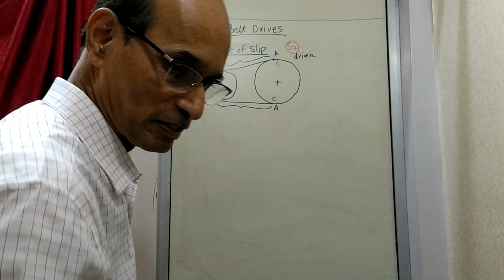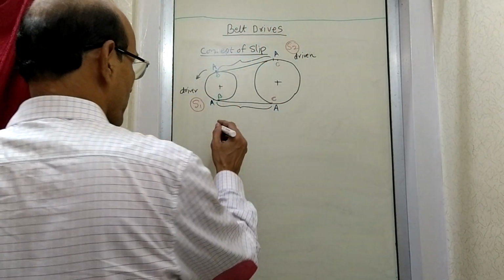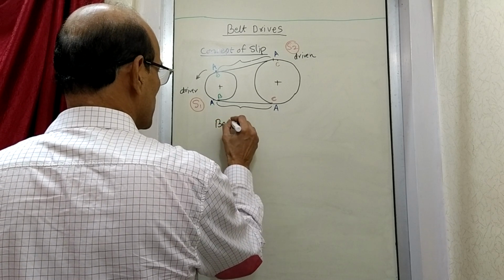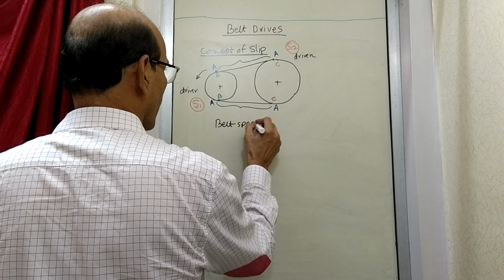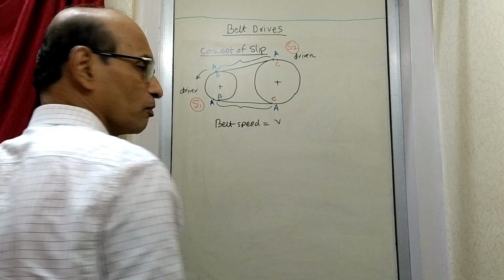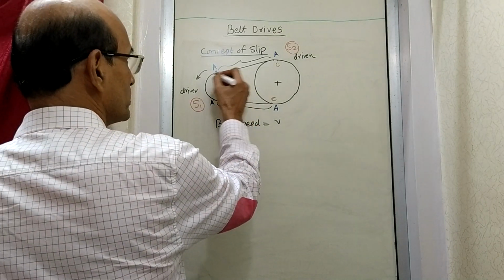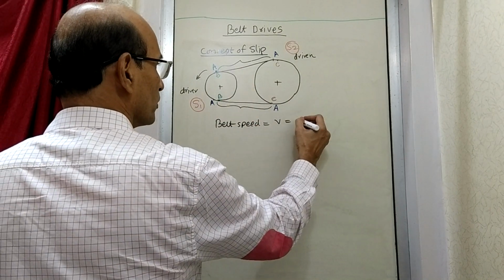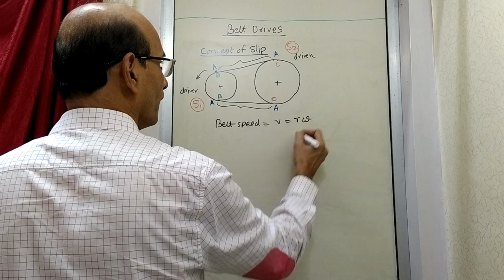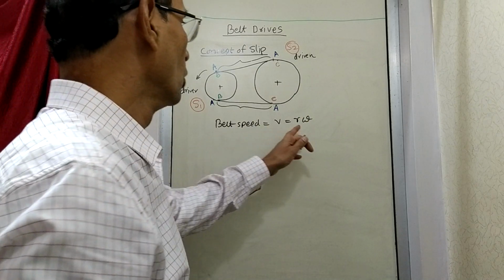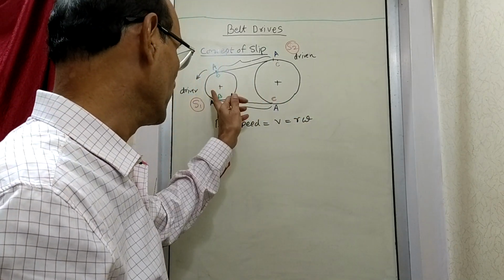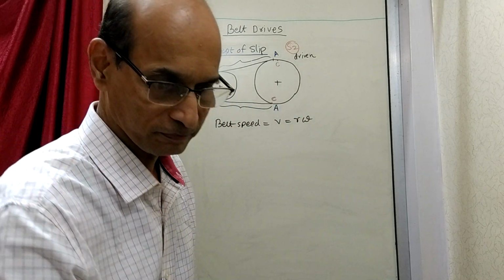Now how do we take into account this slip? It is taken into account like this. Belt speed, I'll just write here. What is the belt speed? Belt speed is called by letter V. So suppose V is the belt speed, that V is given by R into omega. What is the meaning of omega? Omega means angular velocity and R is the radius.